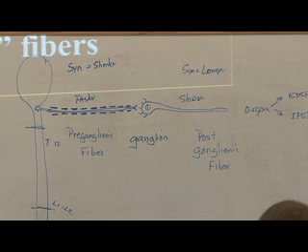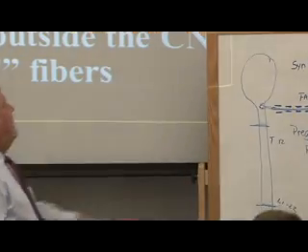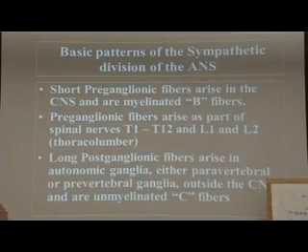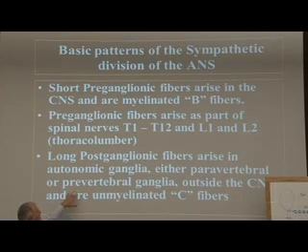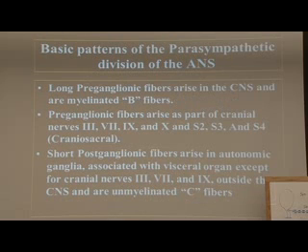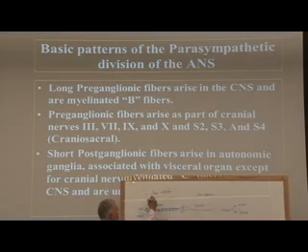Right? Then we have these long postganglionic fibers that arise from autonomic ganglia. We're going to look at a couple of examples, but we have paravertebral ganglia and prevertebral ganglia that we're going to look at. And then again, postganglionic fibers are C-type fibers. So non-myelinated fibers.